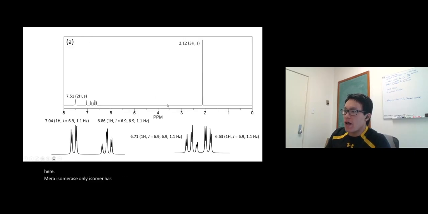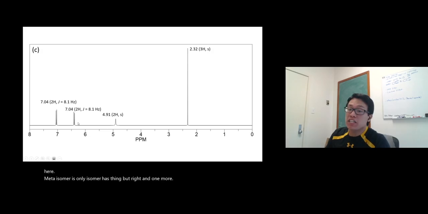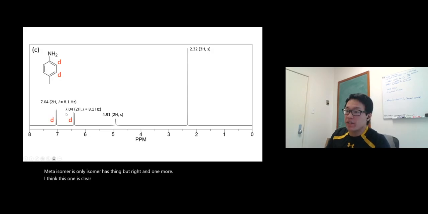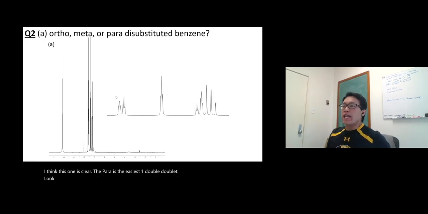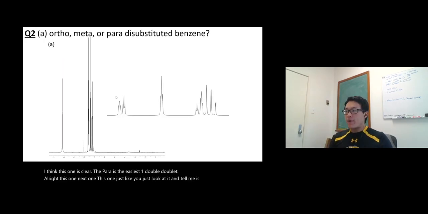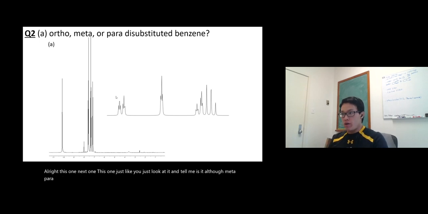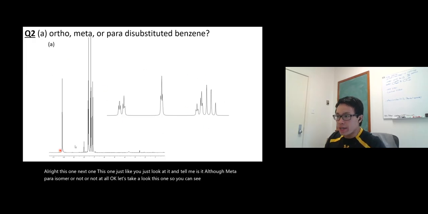All right, and one more. I think this one is clear. The para is the easiest one, double doublets. Next one. Just look at it and tell me, is it an ortho, meta, or para isomer, or not at all? Let's take a look. You can see this is a zoom-in of the spectrum.